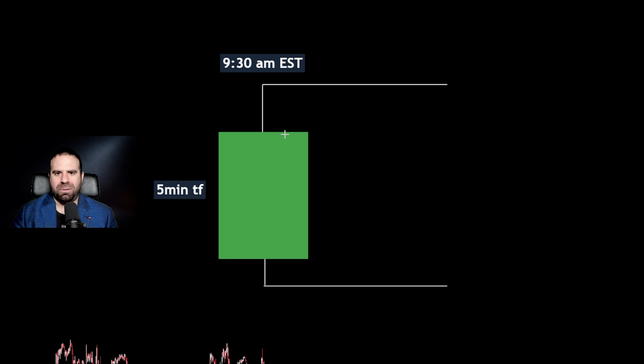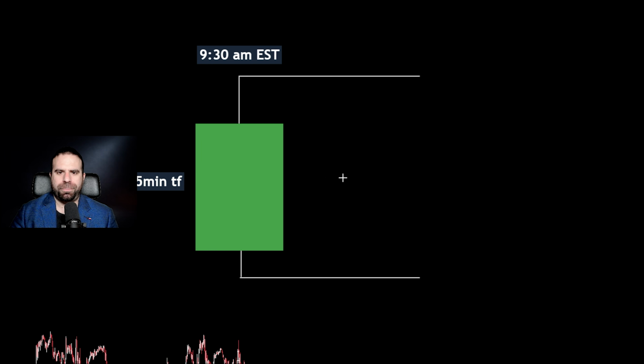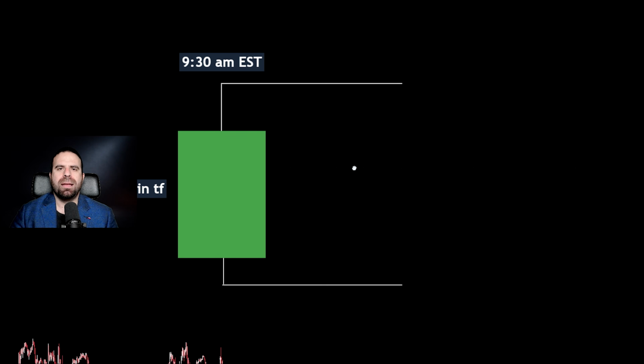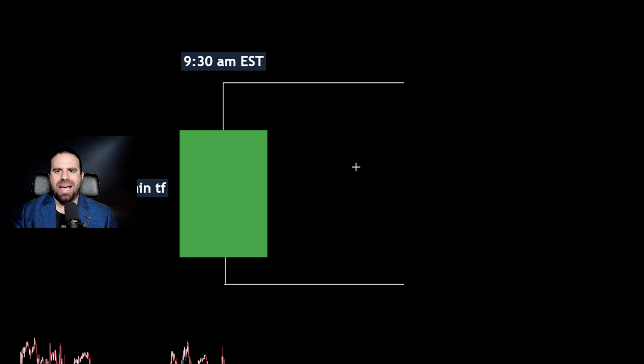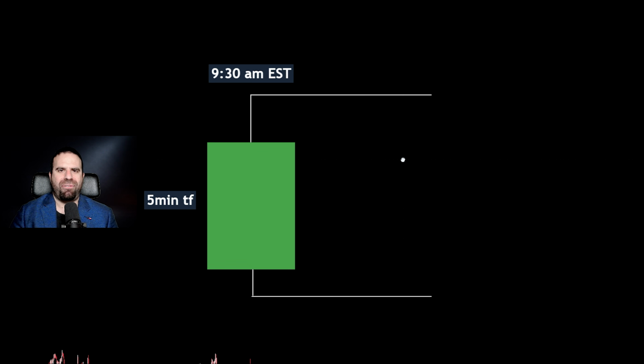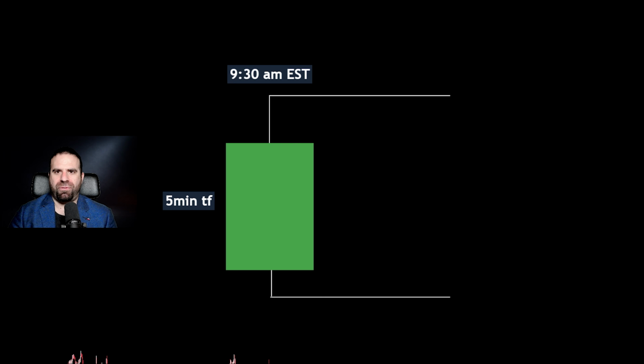You will be identifying the highest and the lowest point of this 9:30 5-minute candlestick. It doesn't matter if the candlestick is a bearish or a bullish candlestick, and it doesn't matter if it has wicks or it doesn't. You will be highlighting the highest and the lowest points of this 9:30 a.m. EST 5-minute candlestick. Now you will remain on the 5-minute time frame. Now what you're going to see is a clear break.